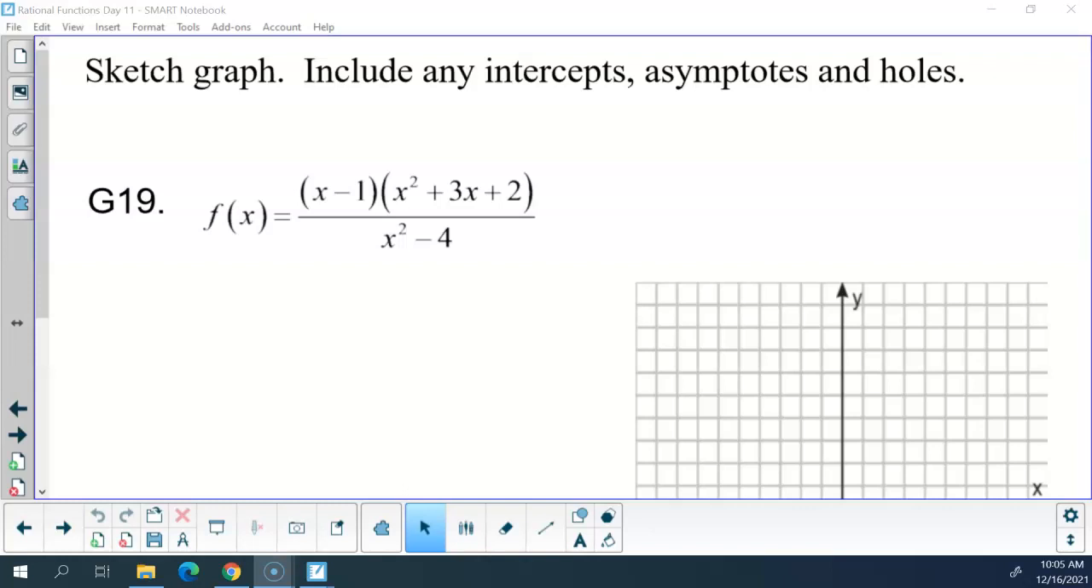I'll give you guys like 10 minutes to do it. It shouldn't take you that long. No more graph paper.